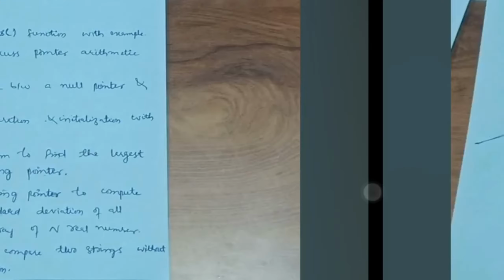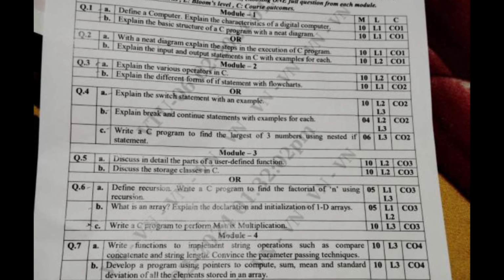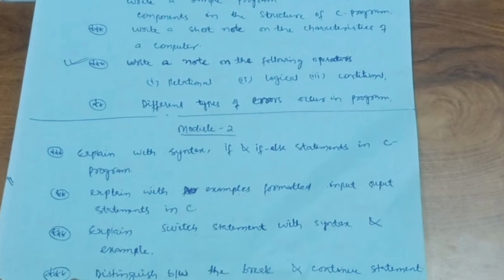Let's now compare the second module. In the second module: explain the various operators in C, explain the different forms of if statement with flowcharts, then the switch statement with an example, break and continue statement with example, and write a C program to find the largest of three numbers. If I compare it with my passing package, how many questions will come up? Let's see in the second module.